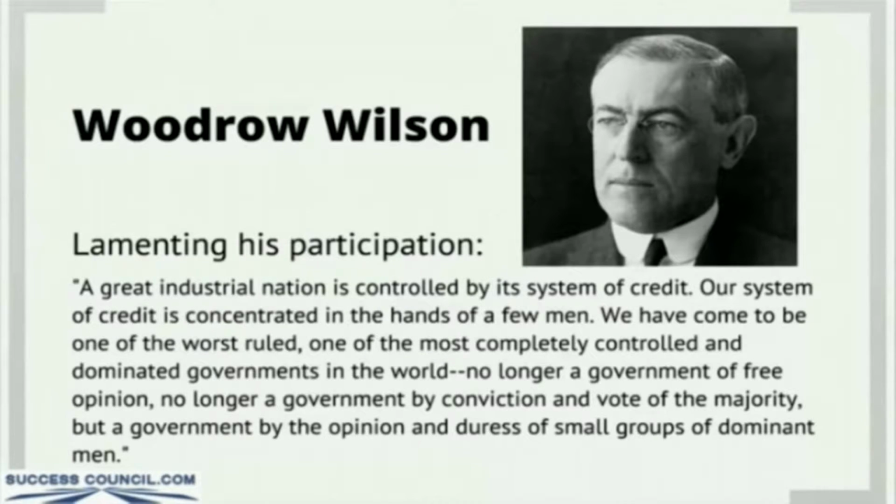No longer a government of free opinion. No longer a government by conviction and vote of the majority, but a government by the opinion and duress of small groups of dominant men.